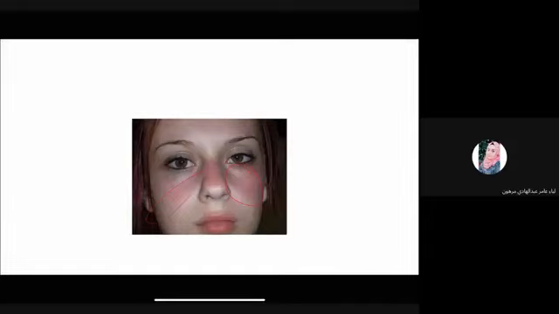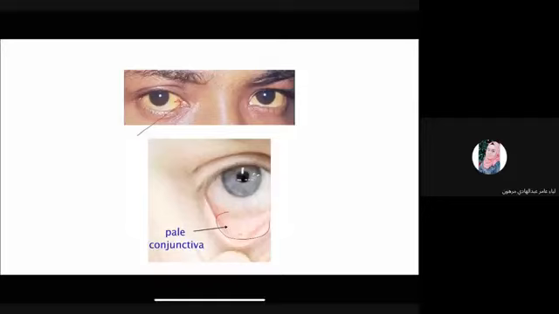Then we will examine the eyes, looking for jaundice and looking for pallor. Jaundice and pallor. This patient is jaundiced, and this patient is having a pale conjunctiva.